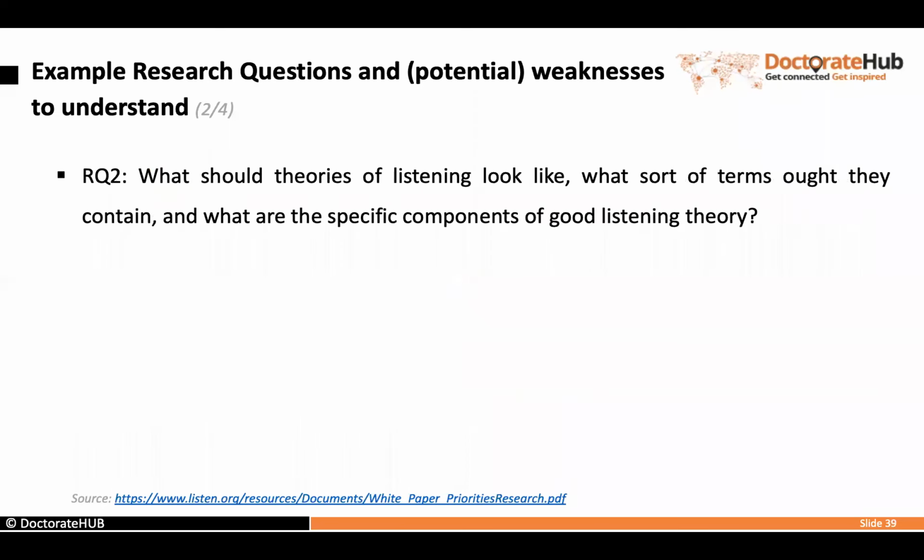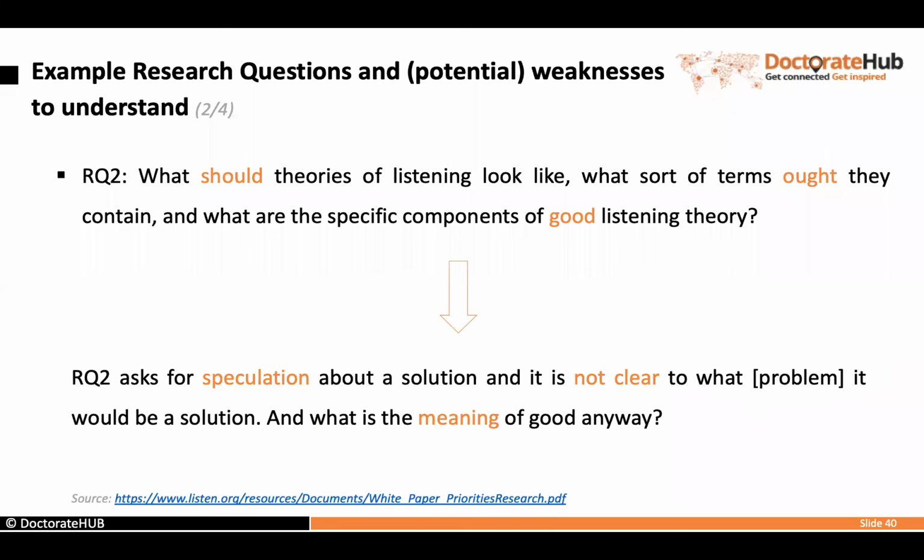What should theories of listening look like? What sort of terms ought they to contain? And what are the specific components of good listening theory? Now, we combine here a number of things that perhaps are not combinable, or at least not obviously combinable. And we ask for speculation about a solution. So I think questions should refrain from doing that too. And what is the meaning of good anyway? Good, perfect, best. How do we measure all of those things?